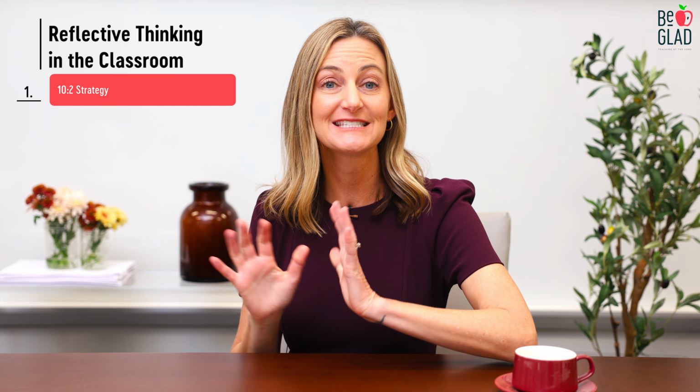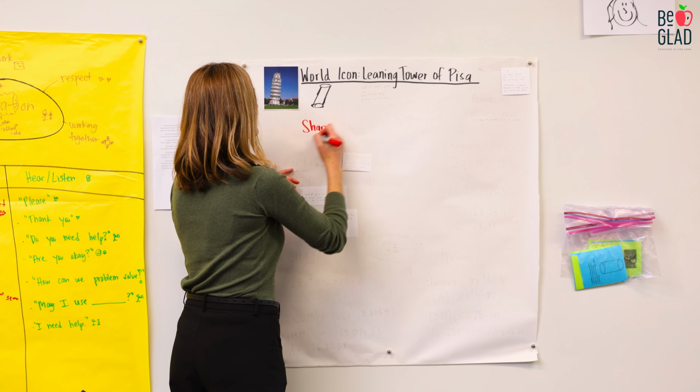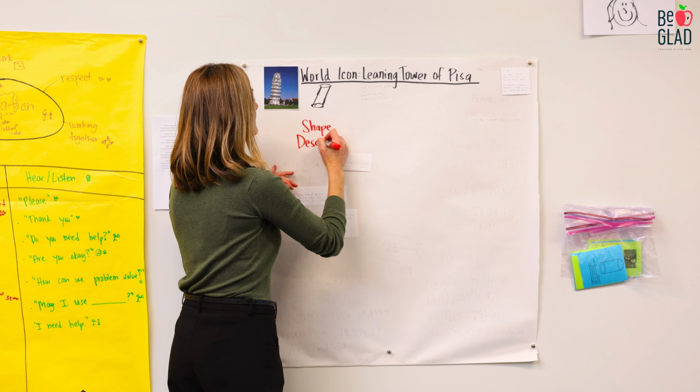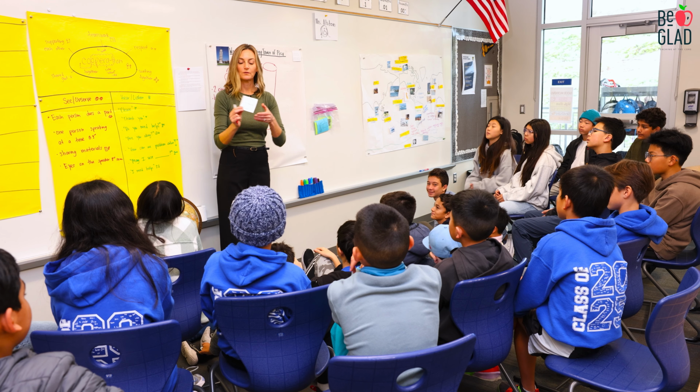One way to incorporate reflective thinking into your classroom is with the 10-2 strategy. The 10-2, otherwise known as chunk and chew, is a strategy used to break up direct instruction into short sessions and to provide multiple opportunities for students to process the new information.